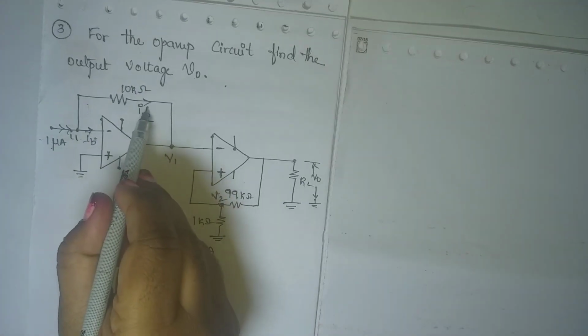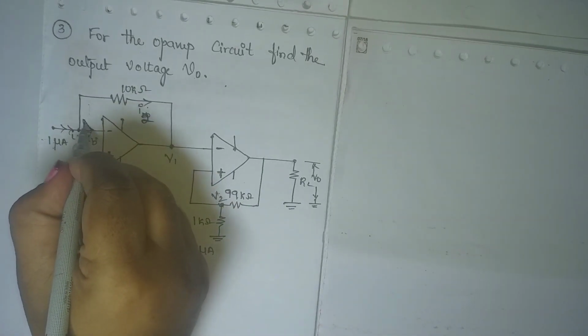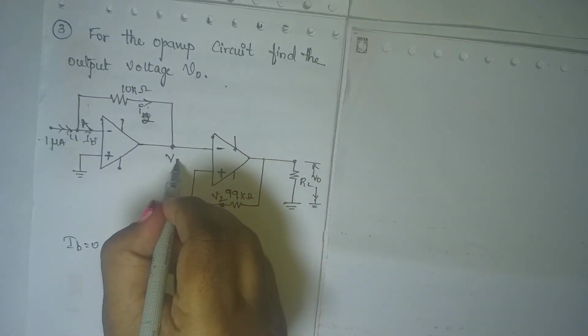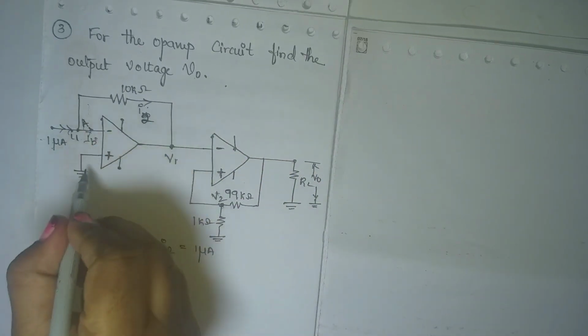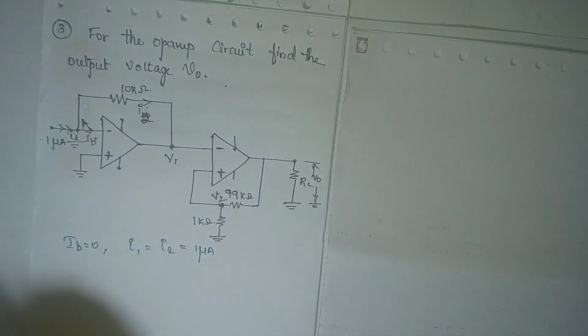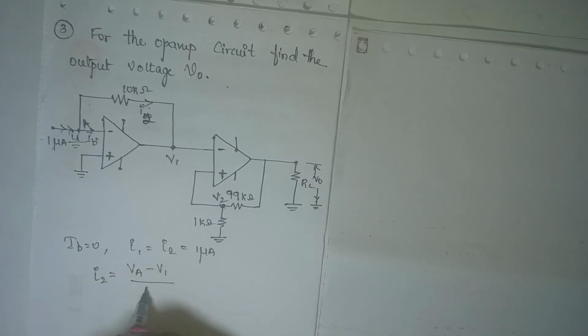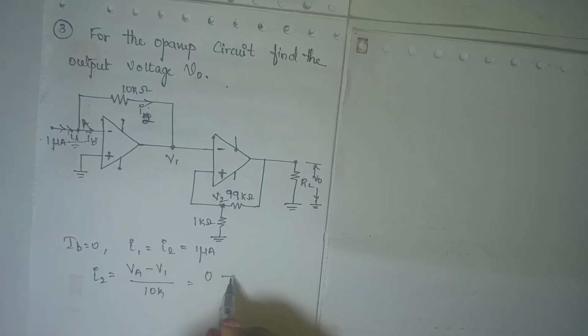Now, what is the direction of I2? It is from this point, say this is point A, to V1. What is the potential at A? It is equal to 0 because this point is virtually grounded. So I2 is equal to VA minus V1 divided by 10K. VA is 0, so minus V1 divided by 10K. I know I2. Now find out V1.